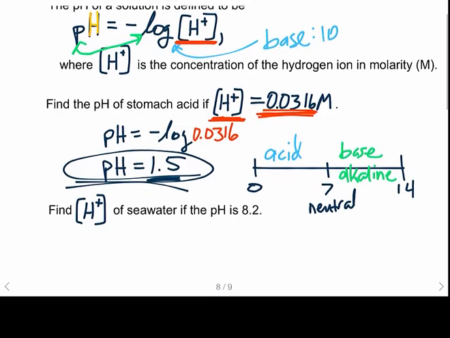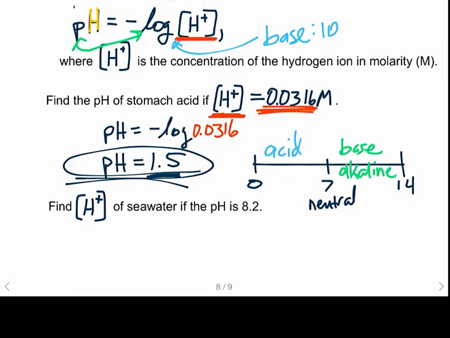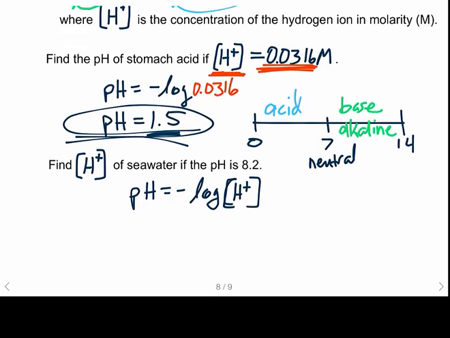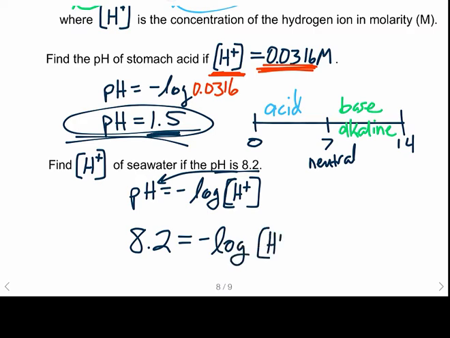Next, we're asked to find H plus in brackets, the concentration of the hydrogen ion, of seawater if the pH is 8.2, which, by the way, makes it a base, basic. I, again, don't need the chemistry lesson. I need to know that there exists this formula that says that pH is equal to the negative log of the hydrogen ion concentration. And in this case, the pH is given to be 8.2, and so I can substitute that in place of pH. So I have 8.2 is equal to the negative log of the hydrogen ion concentration.